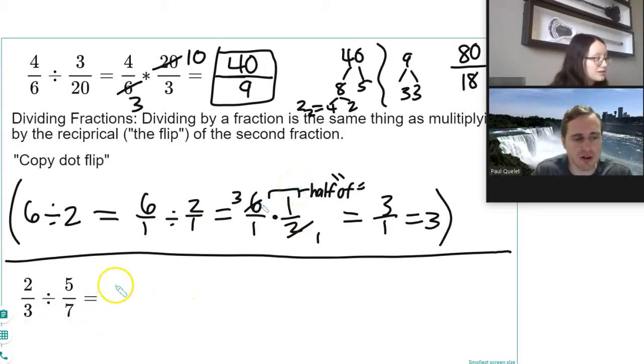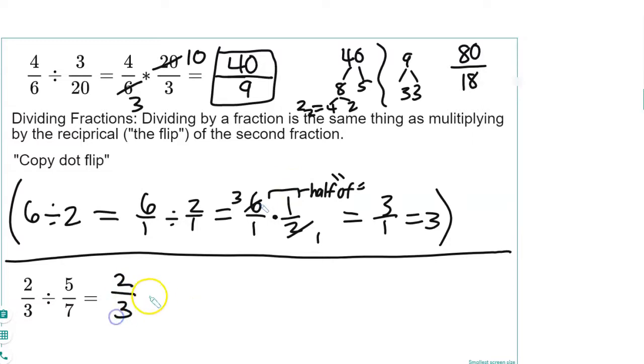So what would you write here? So you copy, what do I write? There you go. Okay? Now can we cancel anything?